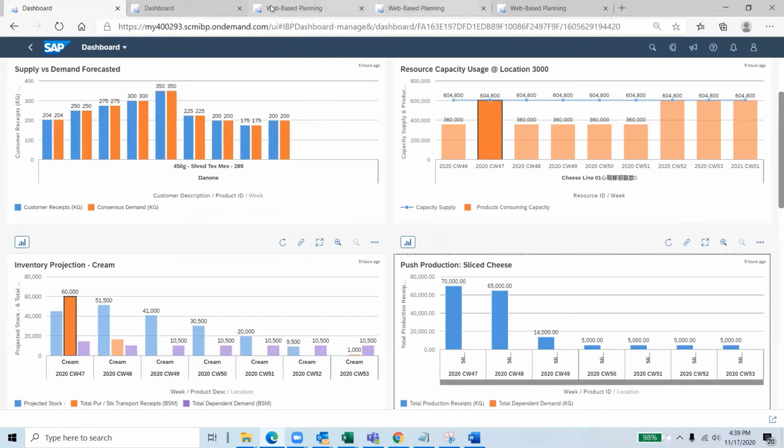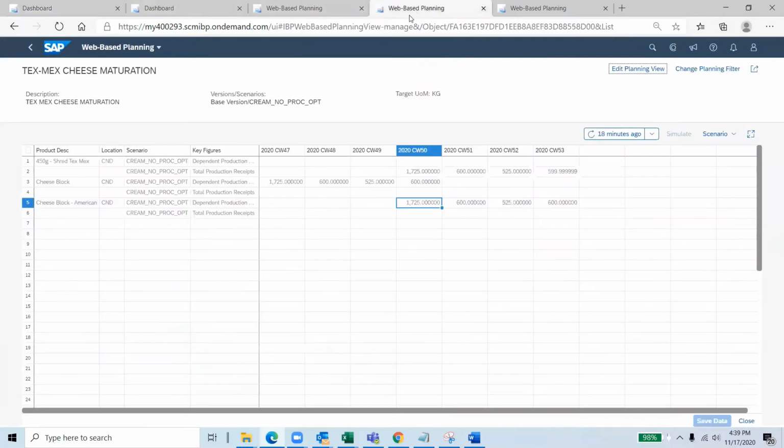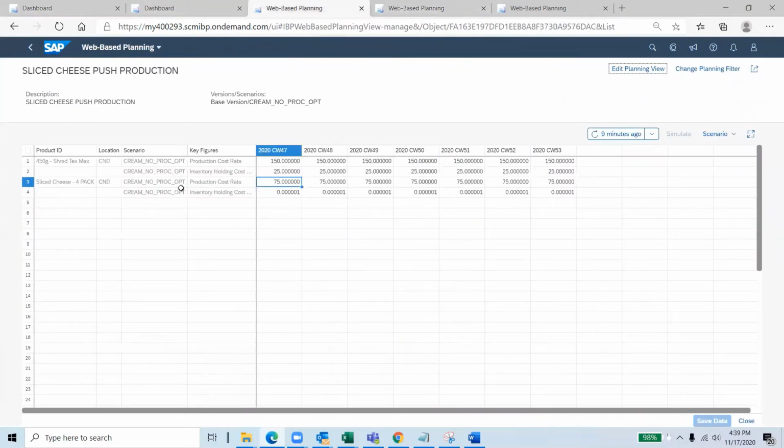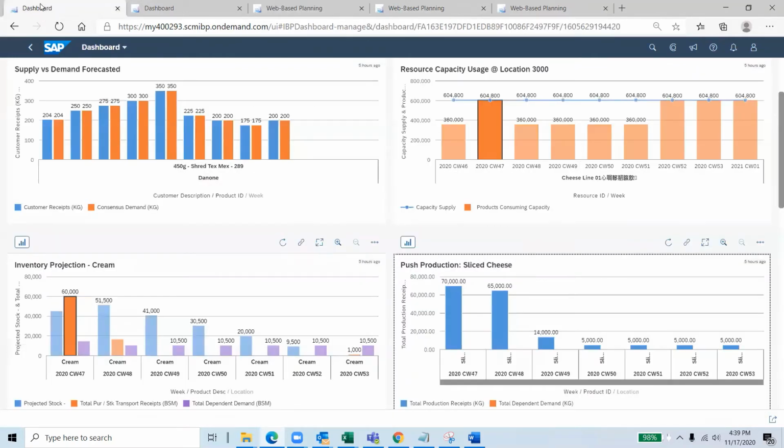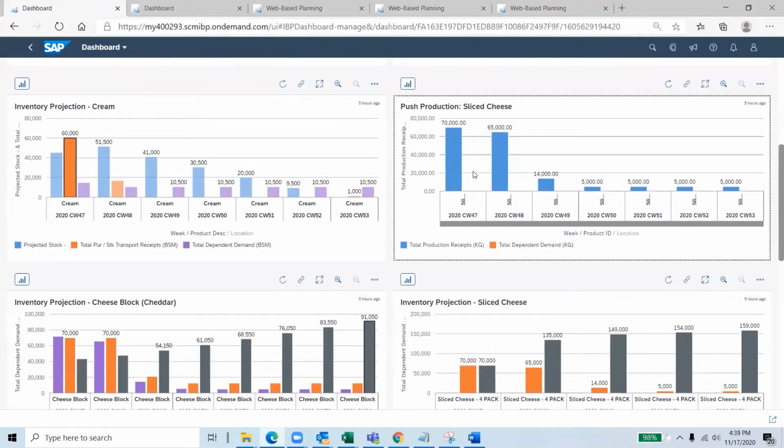Now, why does it prioritize sliced cheese production? That is explained to you via this Excel UI planning tool. You have shredded Tex-Mex cheese and sliced cheese. You have production cost rate and inventory cost rate for Tex-Mex that is modeled at a higher cost than the sliced cheese. So the automatic decision for the system is to make sliced cheese more over shredded cheese.